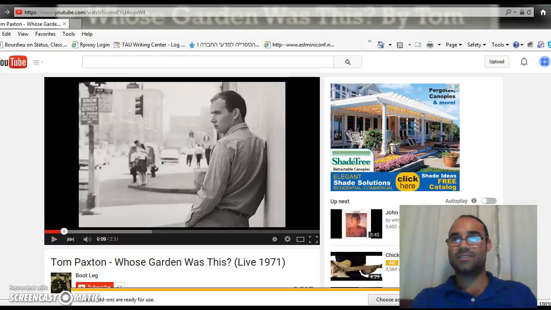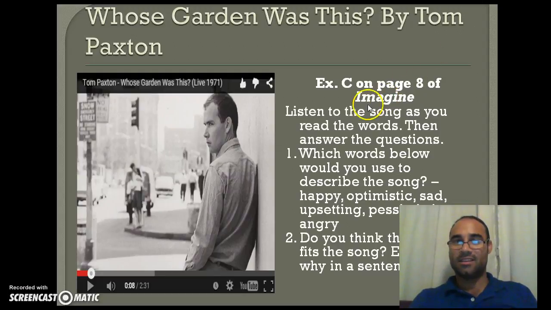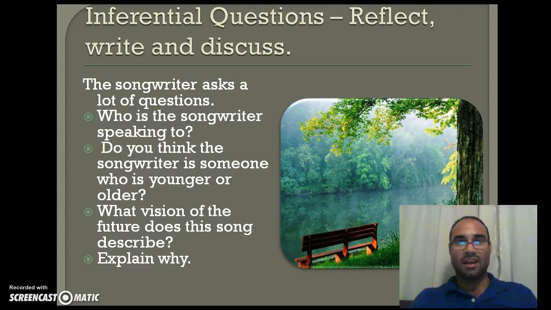So once they hear the song, they'll answer the questions, which are also featured in page 8 of Imagine, Exercise C. And then the inferential questions: reflect, write, and discuss. Who is the songwriter you're speaking to? Do you think the songwriter is someone who is younger or older? What vision of the future does this song describe? And then explain why.